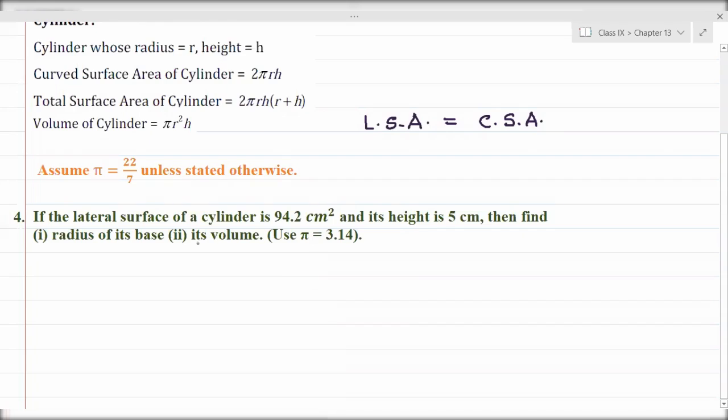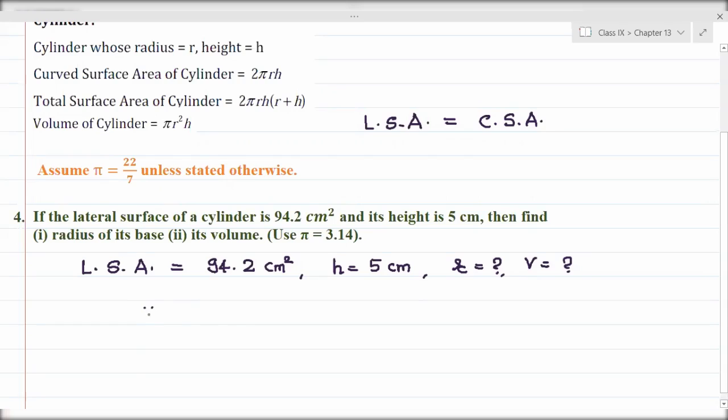Now we are given that the curved surface area is 94.2 centimeter square. I am writing LSA here, actually it is curved surface only. So the lateral surface area given in the question is 94.2 centimeter square. Height is given as 5 centimeter, and we need to find the radius and volume. Now the new thing here is that the value of pi is given to us as 3.14. I will help you find the value of radius. Then after getting the radius, you can easily calculate the volume. You just have to put the value in the formula.